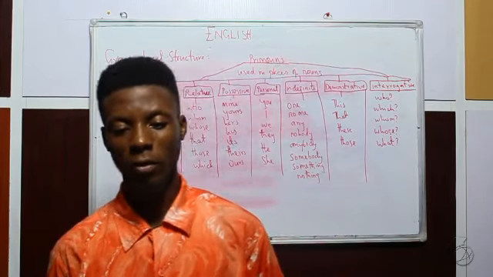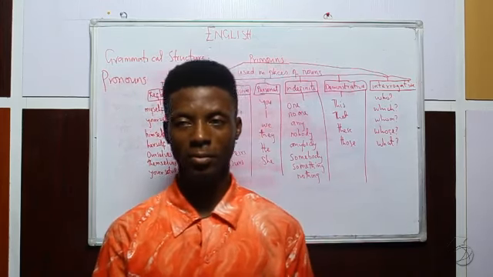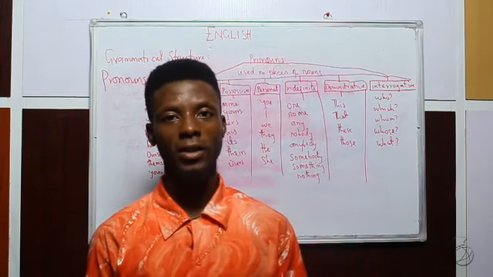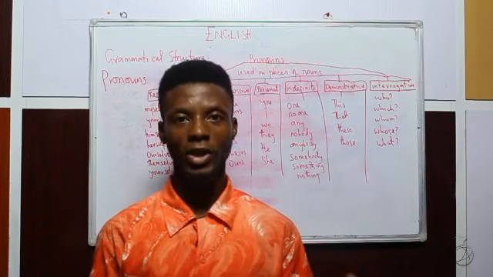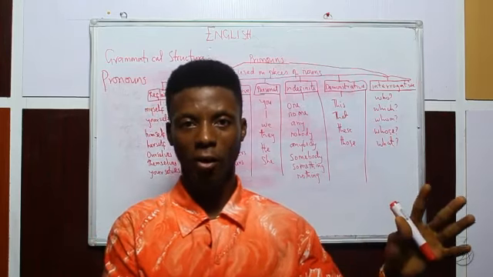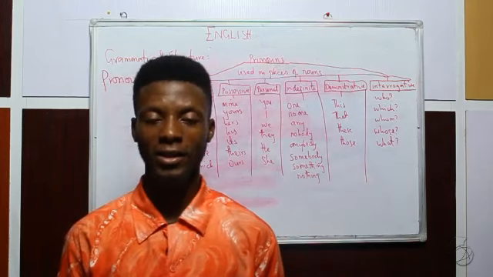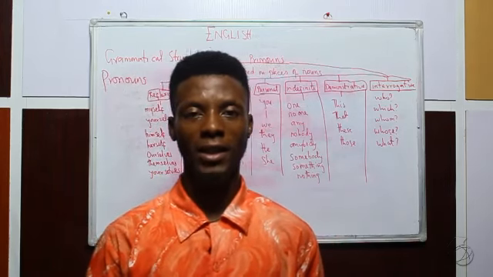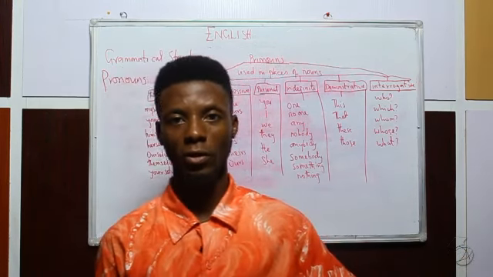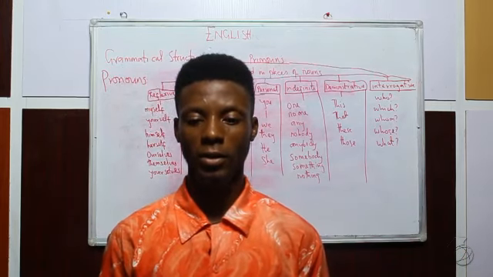An example of the object form can be seen in the following sentence. Shade, bring the book to me. Shade is the subject of that sentence. Bring the book to me. Me there is the object of that sentence because I'm the receiver of the action. Shade is the doer of the action. The receiver of the action in a sentence is the object.